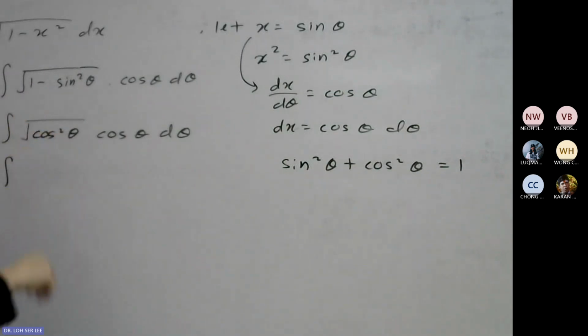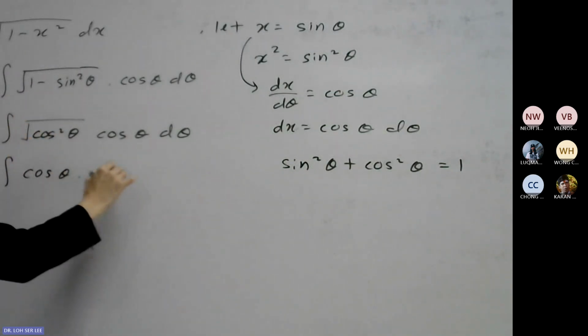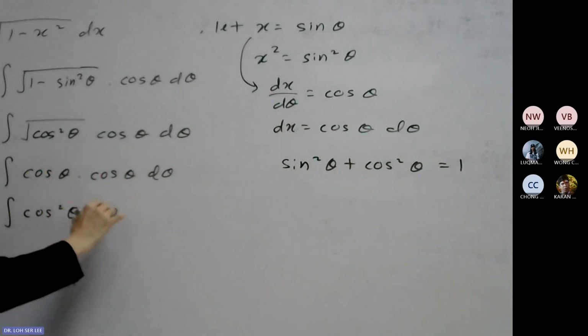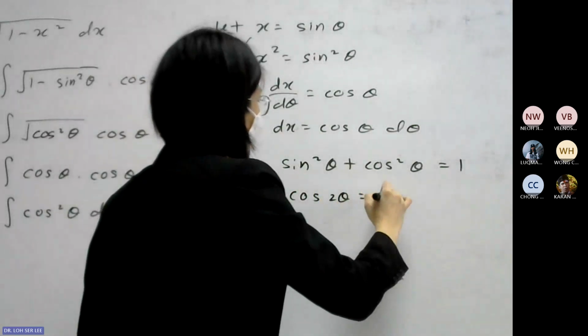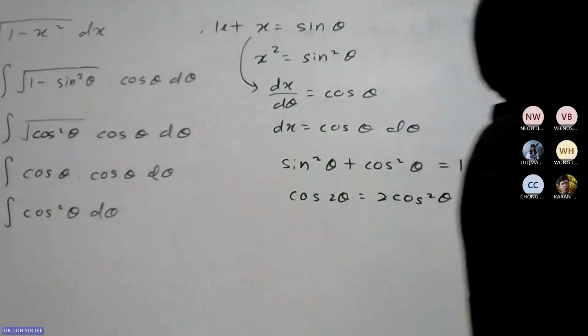Square root, square, cancel out the square root and square, and then you have cos theta times cos theta, which is cos square theta. Okay, use another identity, cos 2 theta equals 2 cos square theta minus 1. Okay.